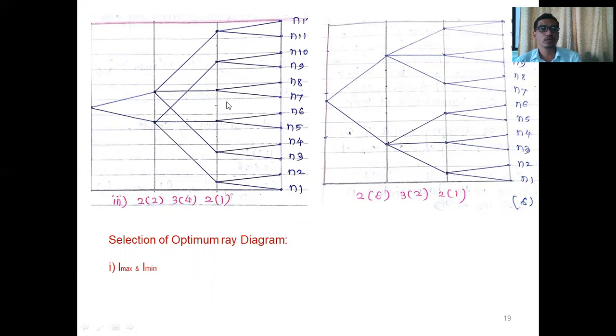So for every input there will be 2 outputs. You can observe here all the nodes are covered in this diagram. So this is the structural diagram for the structural formula 2, 2, 3, 4 and 2, 6.